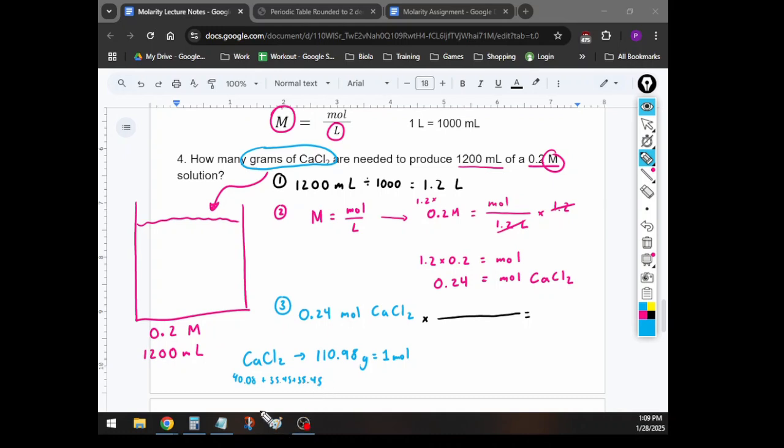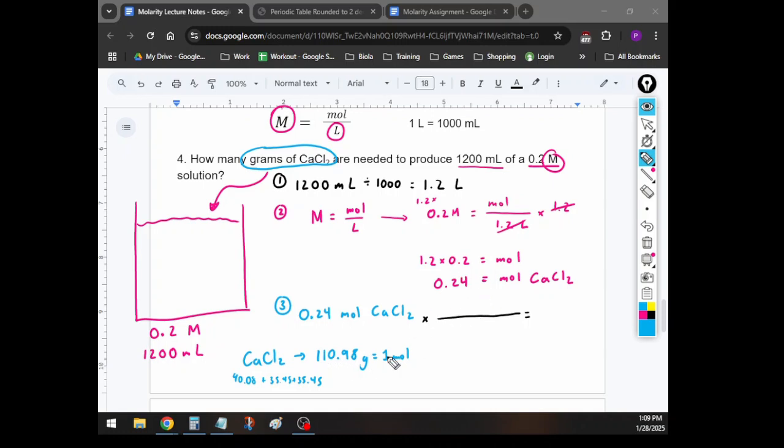Okay. All right, everybody good with the molar mass? If you want to do 35.45 times 2, that's fine as well. You get the same number. You can multiply the Cl, but then you have to add it. So you could do 35.45 times 2 plus 40.08.